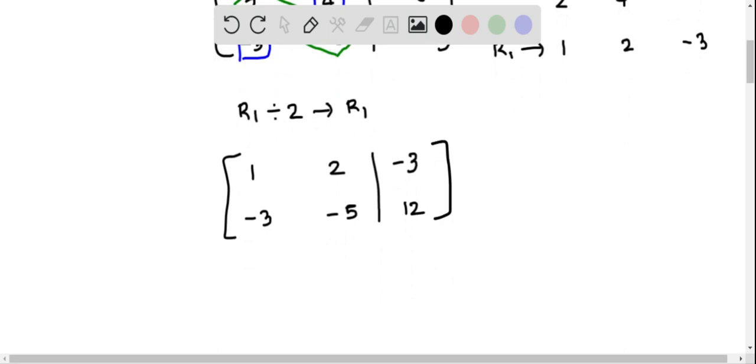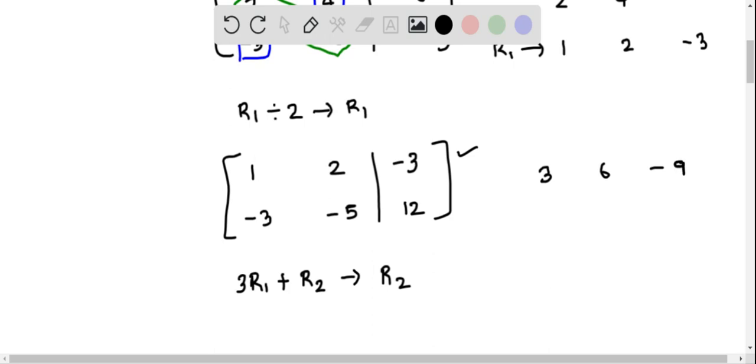We now do this row operation. I'm going to multiply the row 1 elements by 3 and add with the row 2 elements. So this is updated as row 2. Let me do it here. I have to multiply the row 1 elements by 3. So 3 times 1 is 3, 3 times 2 is 6, and 3 times -3 is -9.